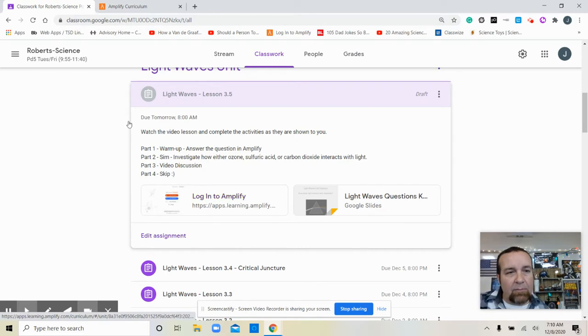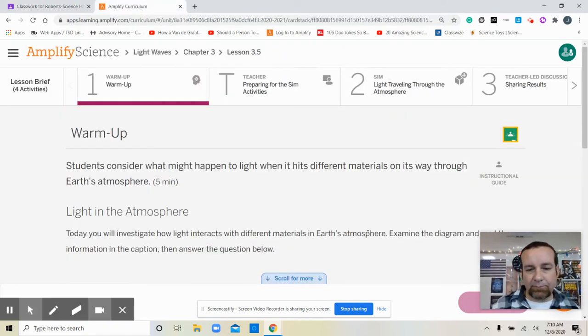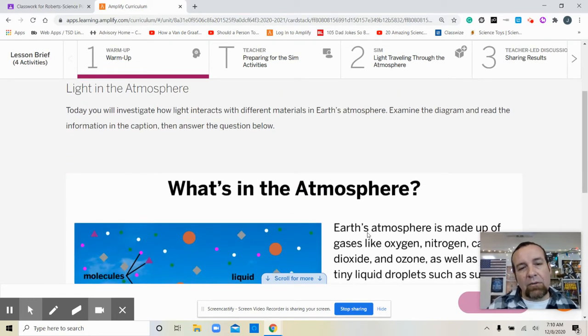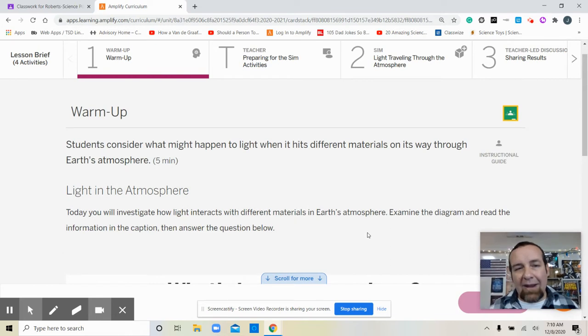Let's go ahead and click this button and log into Amplify. Okay, so here we are in our warm-up, and what we're investigating is really the atmosphere. Going back to our key questions that are driving our investigation, we're still focusing on Australia. We're trying to figure out why skin cancer rates are so high there. And we're narrowing it down now to maybe there's something different with Australia's atmosphere.